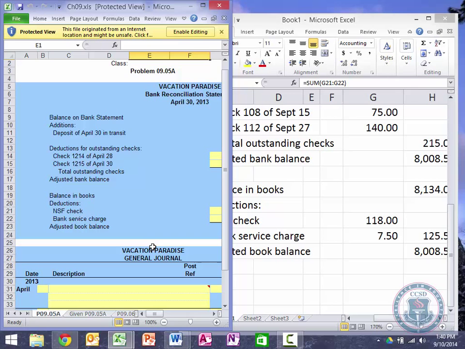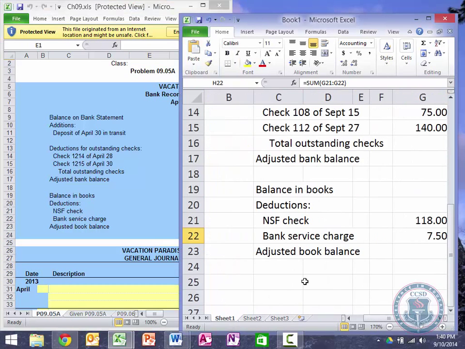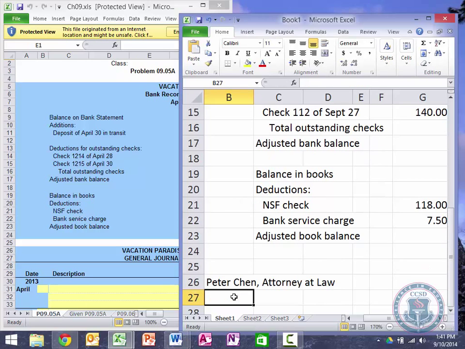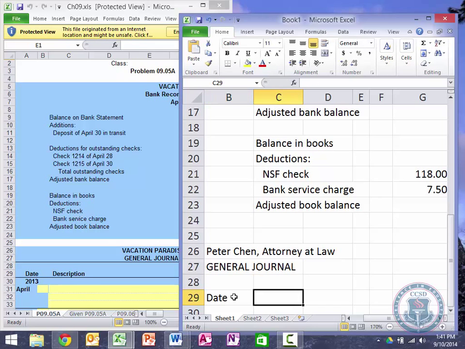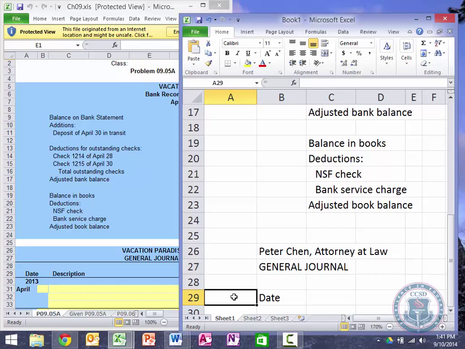Now we're going to come down here and look at the 26th row because I'm trying to keep it exactly the same. We're going to put that this is Peter Chin again, attorney at law, and we're going to do a general journal. It looks like A should be the date. Oh, I wanted both these over here in A. My apologies.